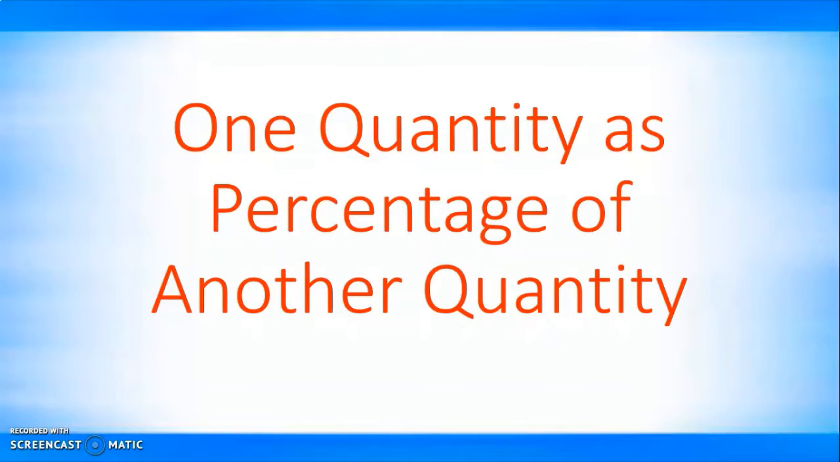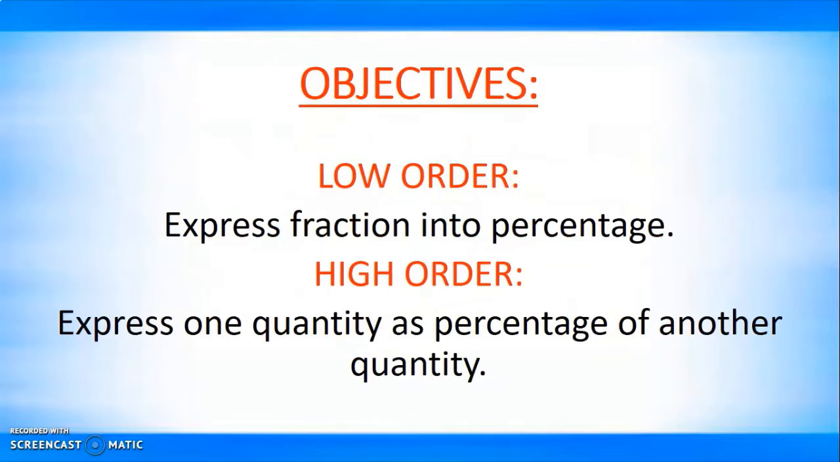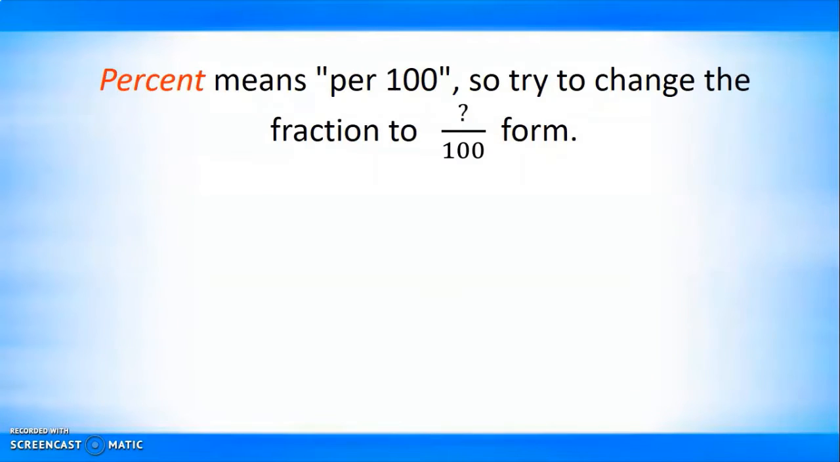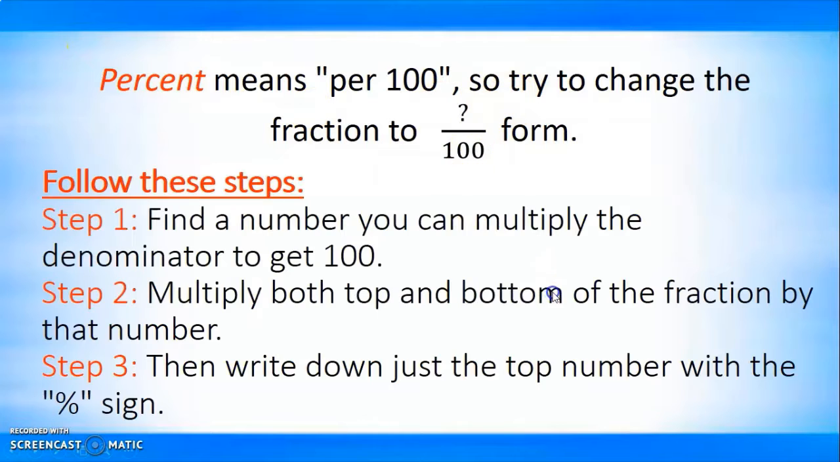We have one quantity as percentage of another quantity. So we must be able to express fraction into percentage and express one quantity as percentage of another quantity. How to convert fraction into percentage? Percent means per 100. So try to change the fraction to the denominator as 100 into form like this.